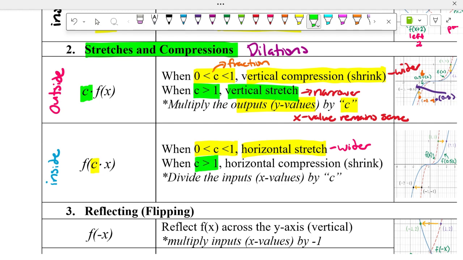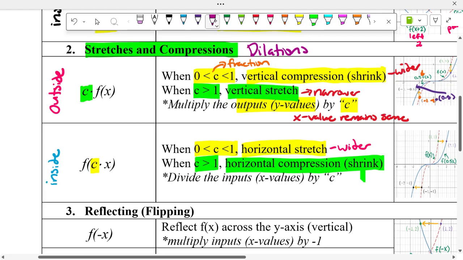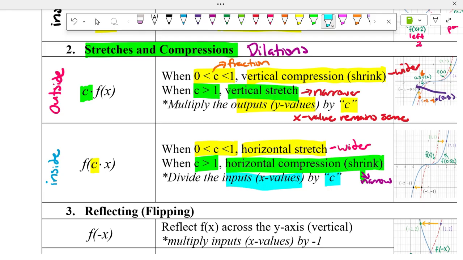Whereas if it's greater than 1, it's called a horizontal compression now or shrink, which if I do this horizontally, width-wise, what does it make it? Narrower. So regardless of whether it's a horizontal or vertical dilation, as long as you remember that a whole number makes it narrow, a fraction makes it wider, that's the biggest takeaway from these. All right. Now, the way you figure out your new values is that you would divide the inputs or x values by c.